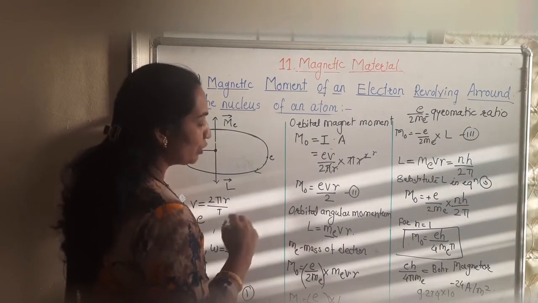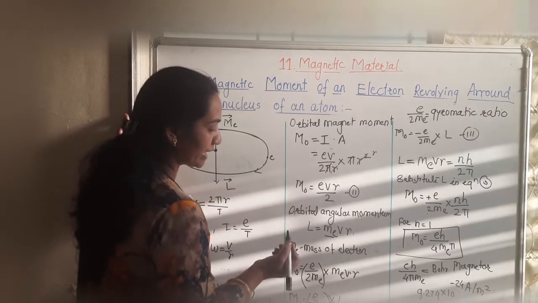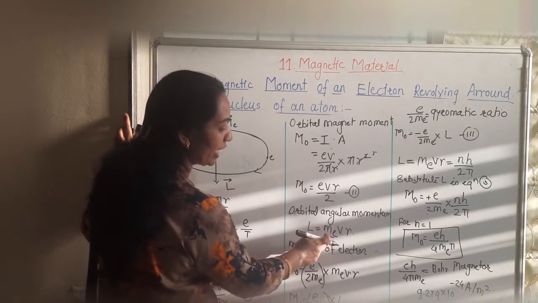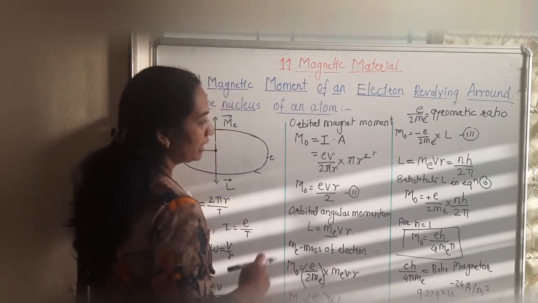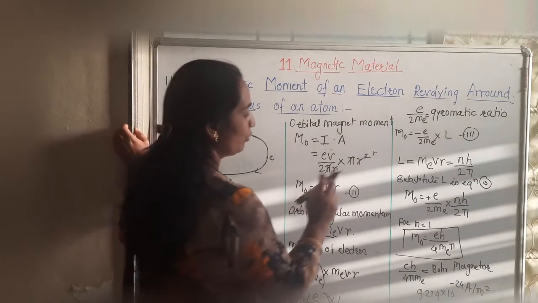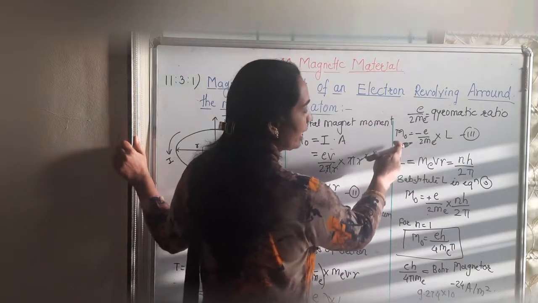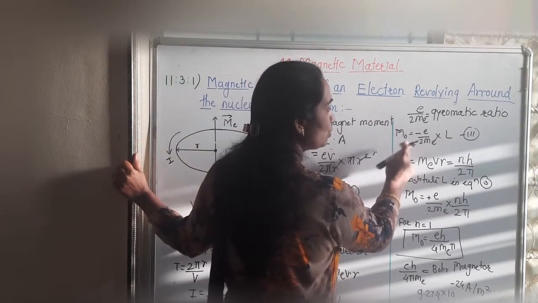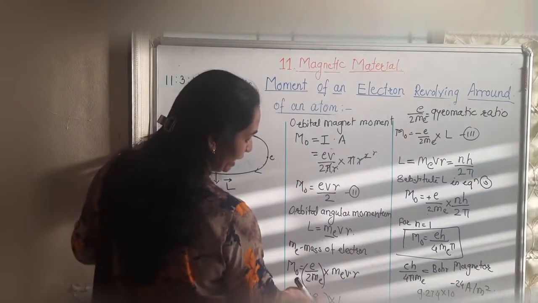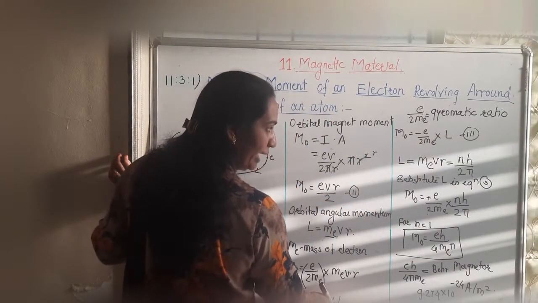Then we consider the angular momentum. The formula for angular momentum is L equal to m_e v into r. Rearranging this term and substituting the L value, we get M0 equal to e upon 2Me into L.